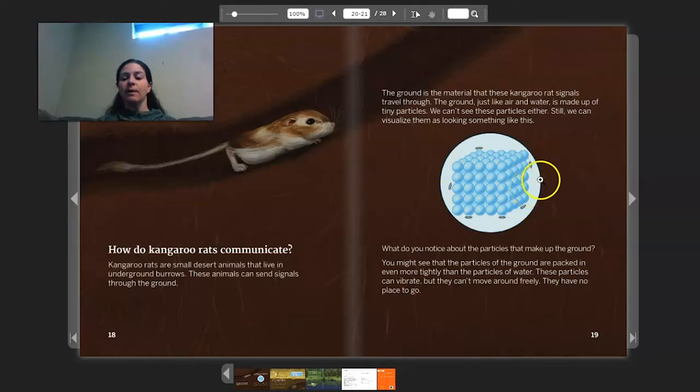That's the same diagram that we saw on pages 9 and 10, the one that showed us the mountain scene. What do you notice about the particles that make up the ground? You might see that the particles of the ground are packed in even more tightly than the particles of water. Yeah, they're definitely pretty squished together. These particles can vibrate, but they can't move around freely. They have no place to go.